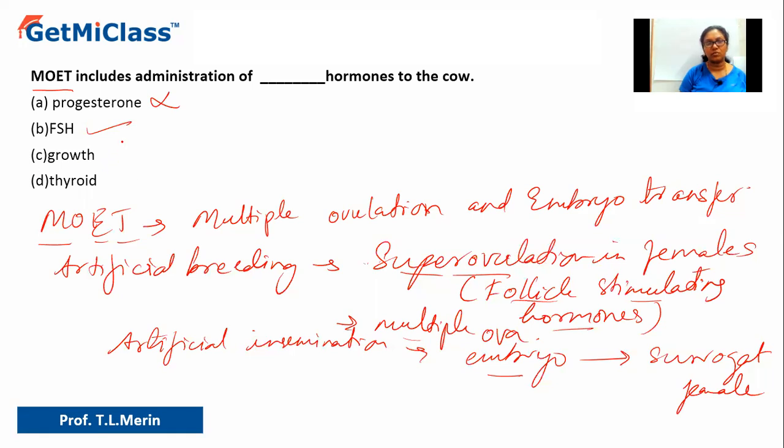Option C says growth hormone. The growth hormone is not used for multiple ovulation and embryo transfer. It is ruled out. Option D says thyroid hormone. Thyroid hormone does not play a role here. So hence, which is the correct option? Option B is the correct answer. So what is the correct option? Option B. So I hope you understood the explanation.